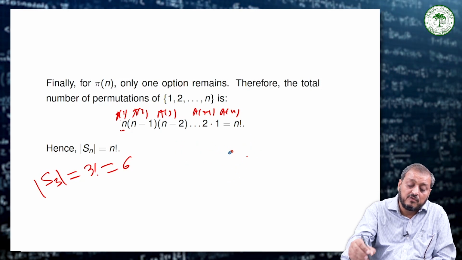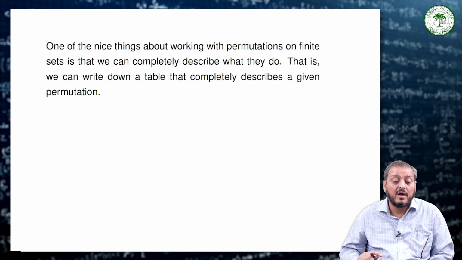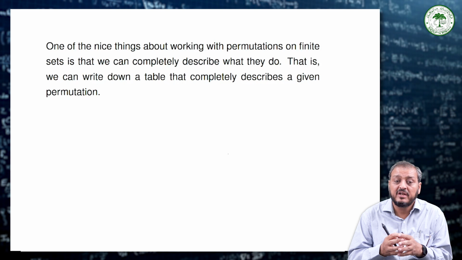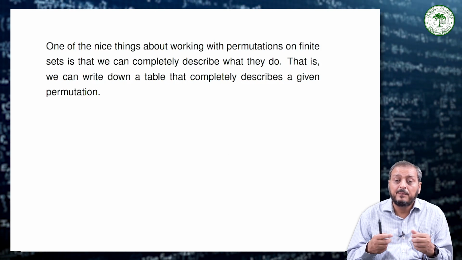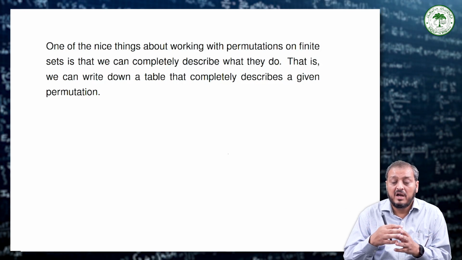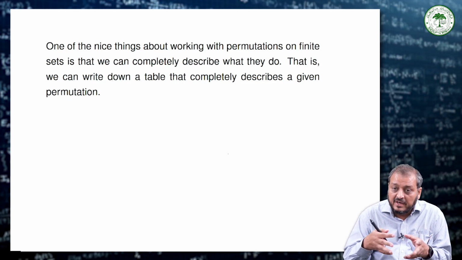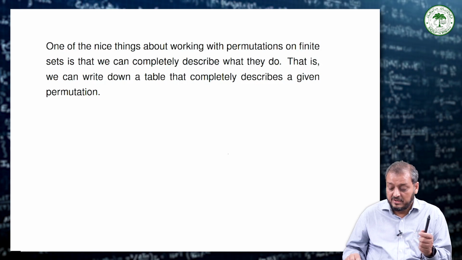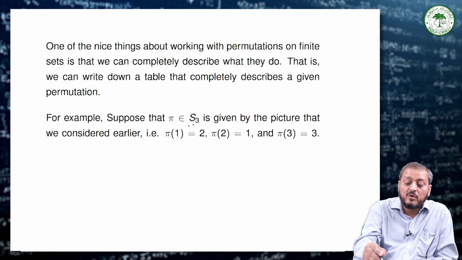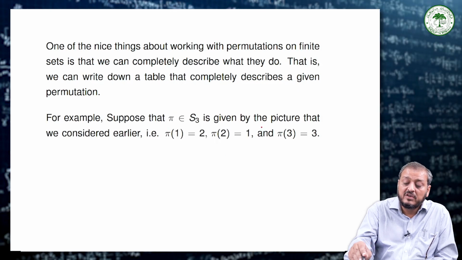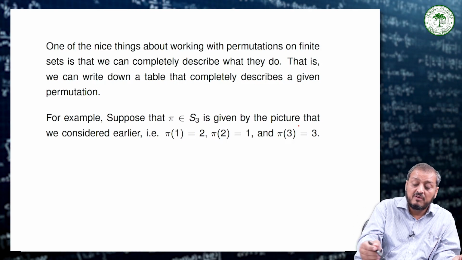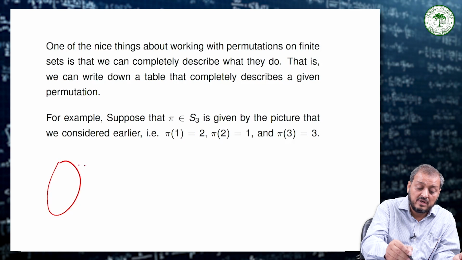Now, one of the nice things about working with permutations of a finite set is that we can completely describe what they do. That is, we can write down a table that completely describes a given permutation. For example, suppose pi belongs to S3 and is given by a picture like this.